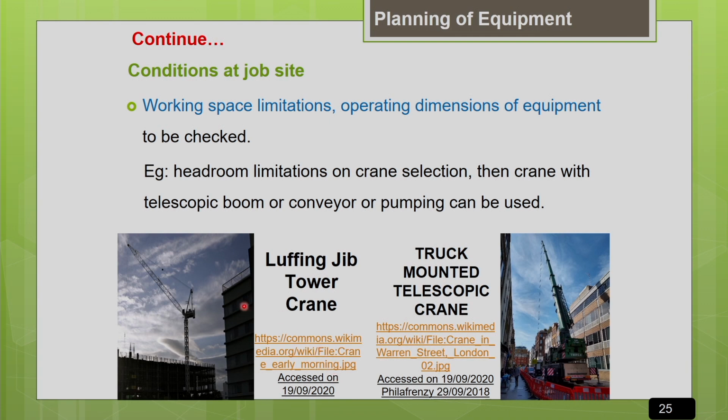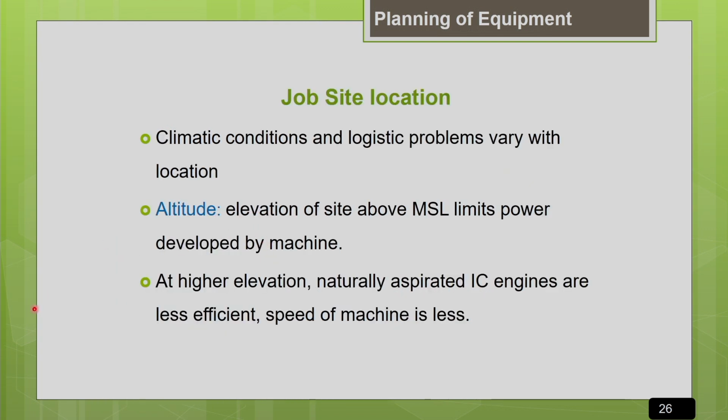In the worst case, you can even drop the option of a crane when there is a space constraint. You can go for a pumping method. For example, if you are planning the selection of a crane for concrete placement, you can go for a pumping method for placing the concrete, or even a belt conveyor. So you can work out the economics of all the options, consider the site constraints, and make the decision. So far we discussed the job site conditions.